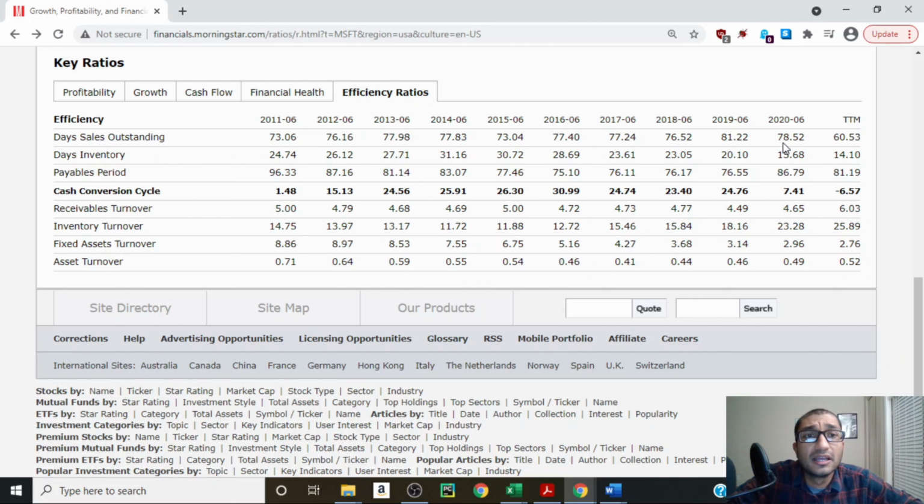Over the past 10 years, the company's days sales outstanding number has stayed fairly consistent, and that is something we want to see. We do not want to see a company's days sales outstanding number to be increasing, as that means that the company is being aggressive with its accounting, as it is recognizing its revenue sooner so that it can inflate its income numbers on its income statement.